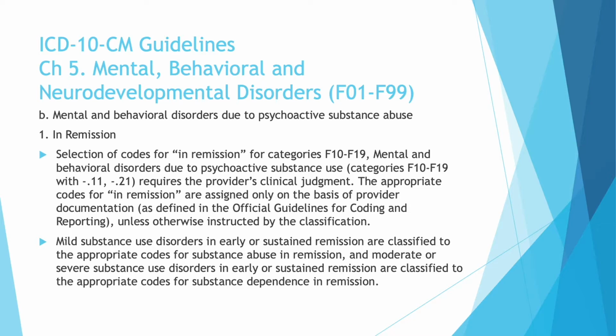And now we're just going to do a bit of clarification that will help us with the codes in the F10 through F19 categories, looking at Chapter 5, mental, behavioral, and neurodevelopmental disorders, in the ICD-10-CM guidelines. Part B, number 1, for in remission, gives us the guidance of selection of codes for in remission for categories F10 through F19, mental and behavioral disorders due to psychoactive substance use. And these are in the categories F10 through F19 with a .11 or .21 for the 4th and 5th characters in the code.